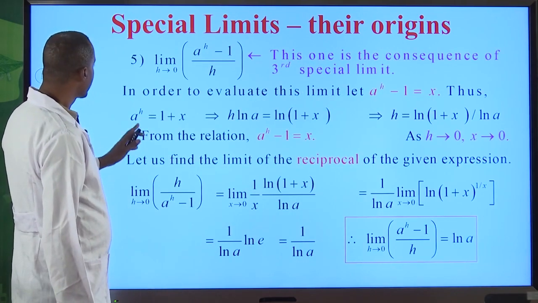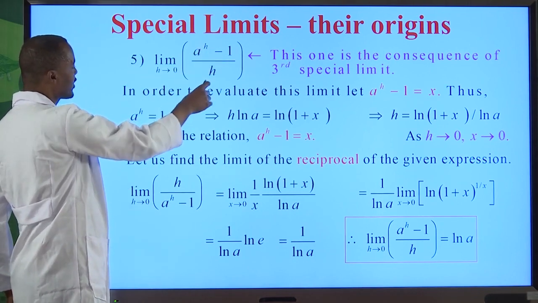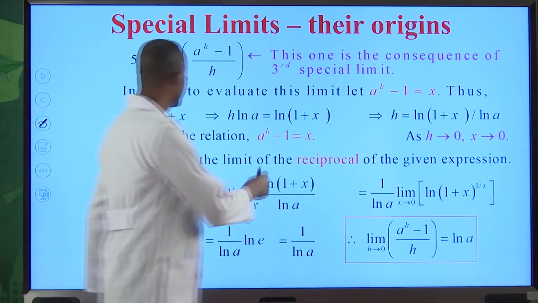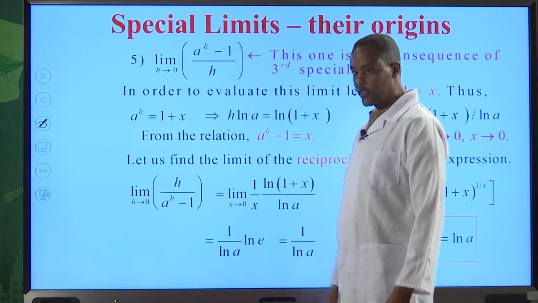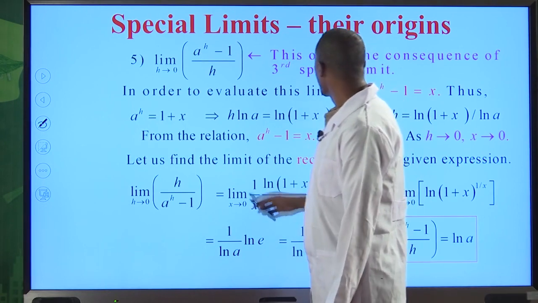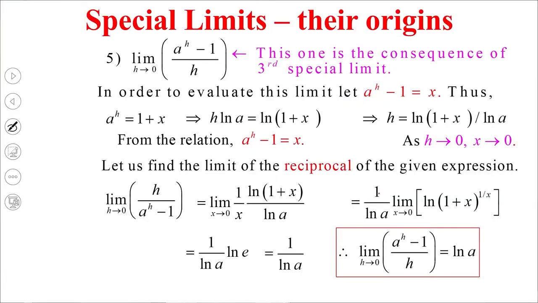The fifth and final special limit we have is the limit of (a^h - 1) / h as h approaches 0. This kind of special limit is very important in order to do the derivatives of some logarithmic and exponential functions. And in order to evaluate this limit, I want you to substitute a^h - 1 by x. So if I write a^h - 1 is x, I can also write a^h is 1 + x.